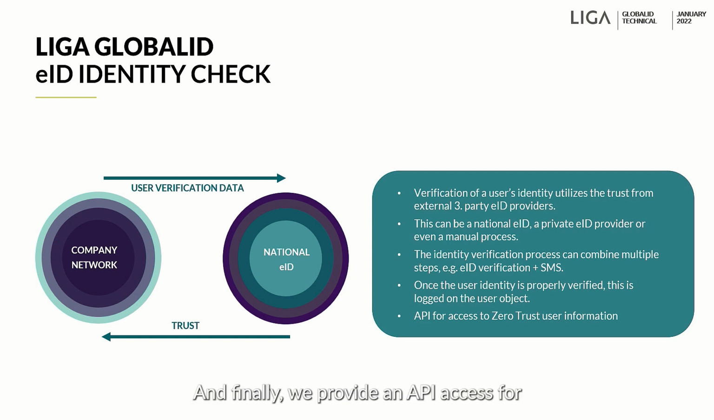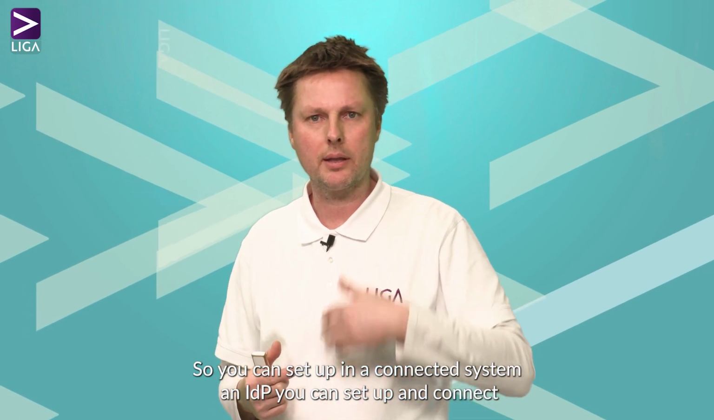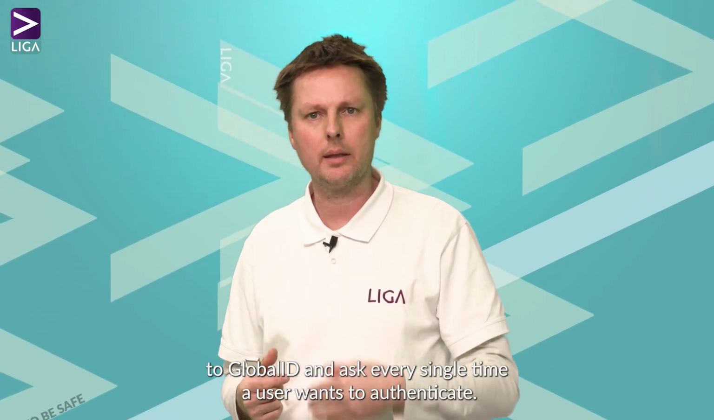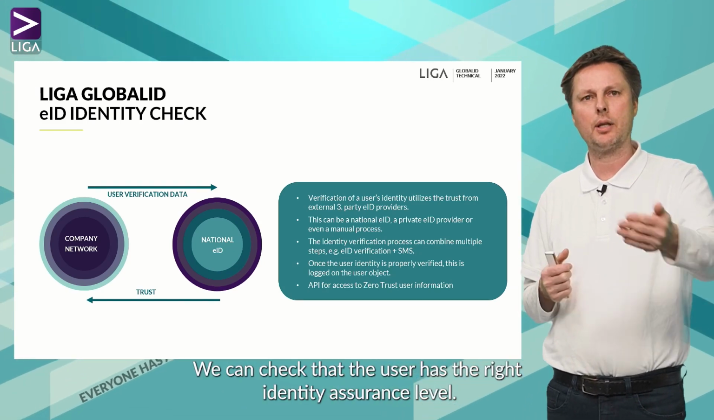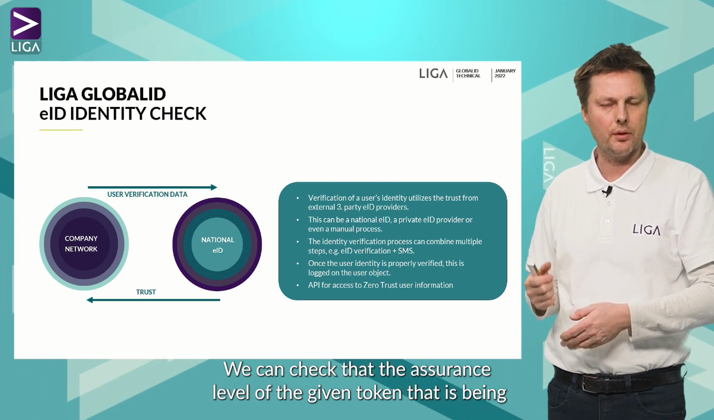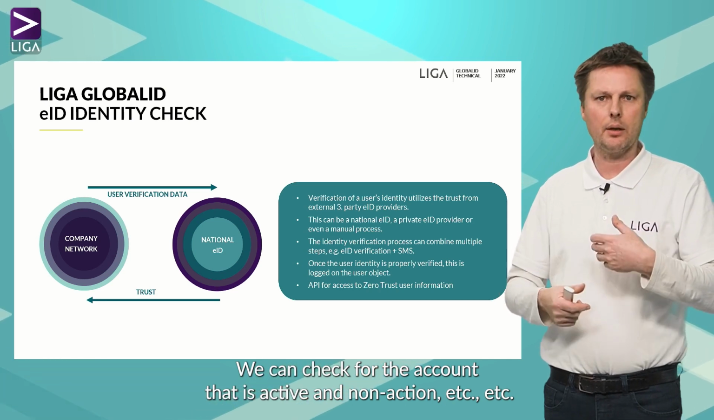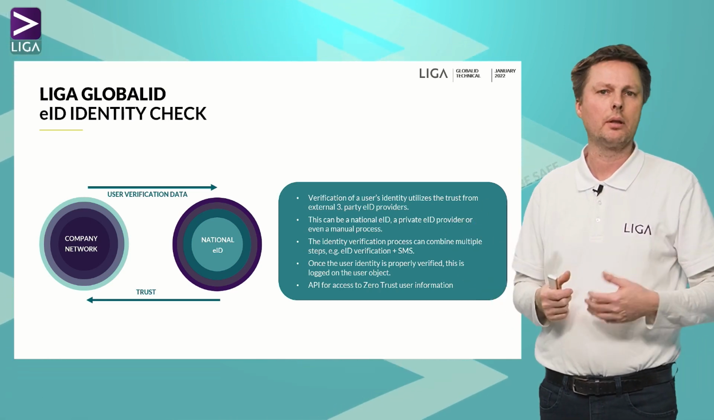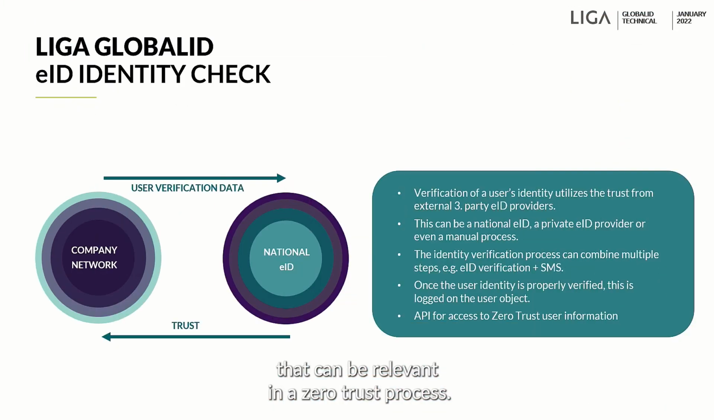And finally, we provide API access for all the zero trust environments. So in a connected system, in an IDP, you can set up and connect to GlobalID and ask every single time a user wants to authenticate. We can check that the user has the right identity assurance level. We can check that the assurance level of the given token being used is at the correct level. We can check whether the account is active or non-active, etc., given group memberships and other information that can be relevant in a zero trust process.